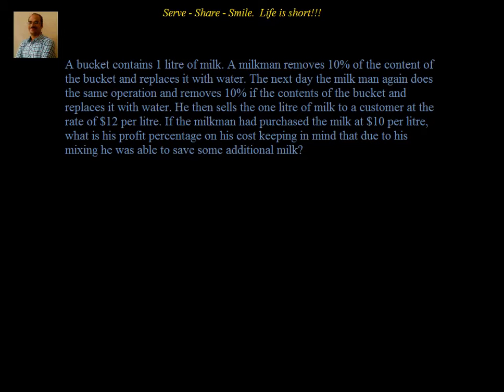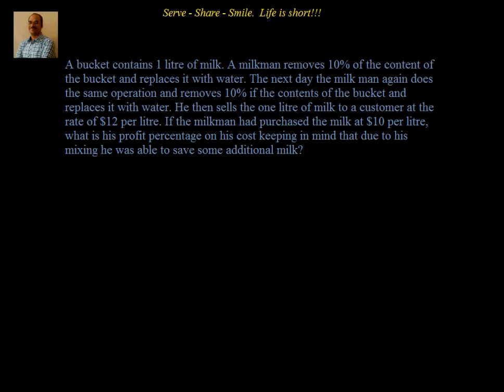Let us look at this interesting example from a sample paper of the SPJAT aptitude test. A bucket contains 1 liter of milk. A milkman removes 10% of the content of the bucket and replaces it with water. So what they generally do when they sell milk per liter is remove a little bit of milk and add a little bit of water so that it becomes 1 liter again. He is doing the same thing.